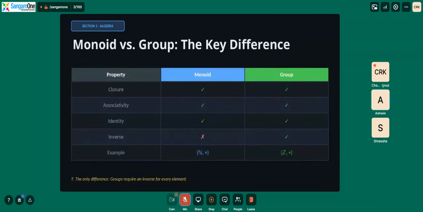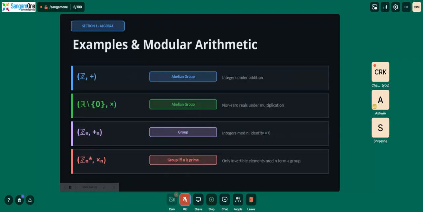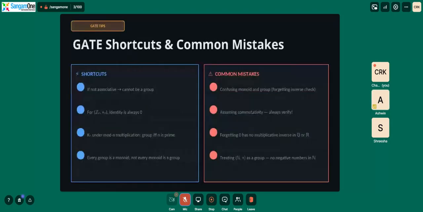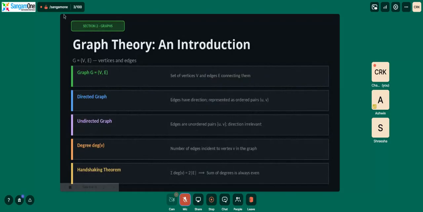Here, the key difference I want to share with you is that groups require an inverse for every element, but monoids don't require this. You should satisfy closure, associativity, identity, and inverse. These are the examples. You have PYQ, shortcuts, common mistakes. It's graph theory, you should be thorough with that. I will share the previous year questions with sir. You can borrow it and just solve that.